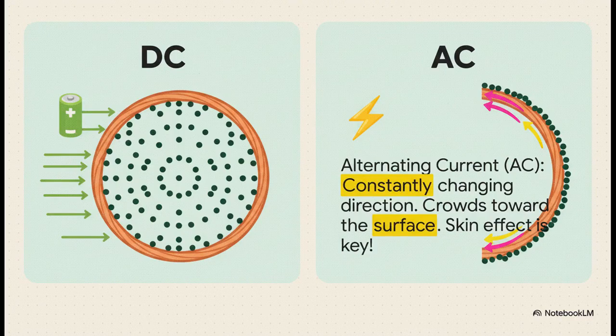So let's break it down. You've got two main players. First, there's direct current, or DC. Think of the power from a battery. It's a nice, steady, one-way flow. The electrons just spread out and use the whole wire. Super simple, no skin effect here.